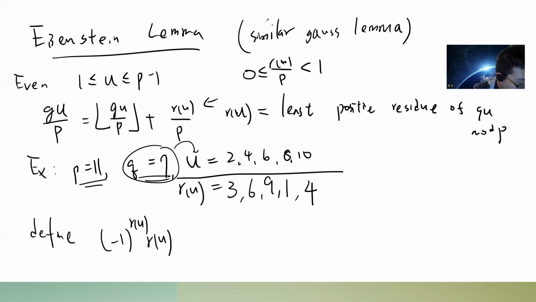So we can see the following. We want to say something. This is mod p. What we want to say is the following: we can consider this number, which is (-1)^(r_u) times r_u.